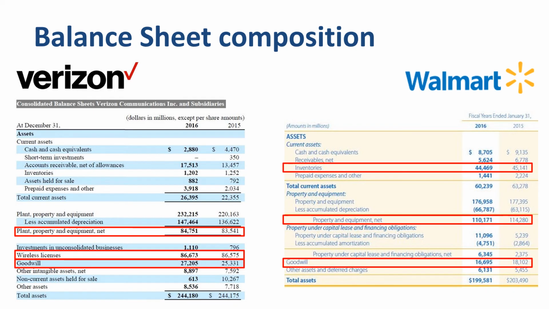Knowing what is in the denominator of assets is very interesting. Are most of the assets current or non-current? In other words, are they assets that are already cash or likely to convert to cash within the next year? Verizon has $26.4 billion in current assets, Walmart $60.2 billion. Which of these assets are tangible, which are intangible?